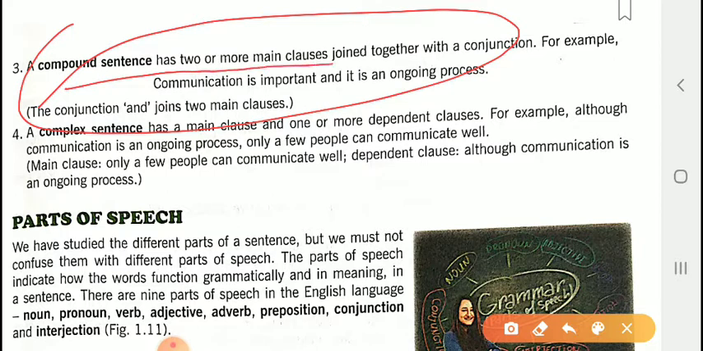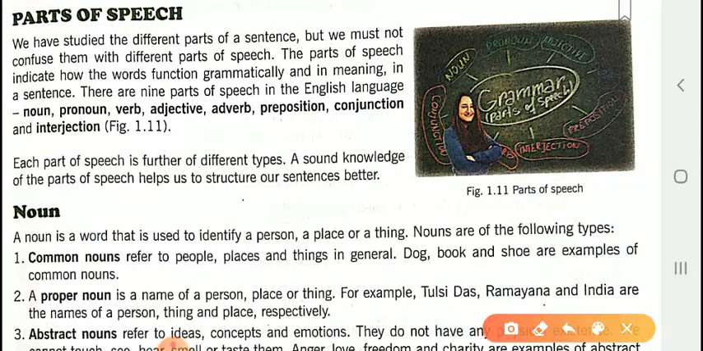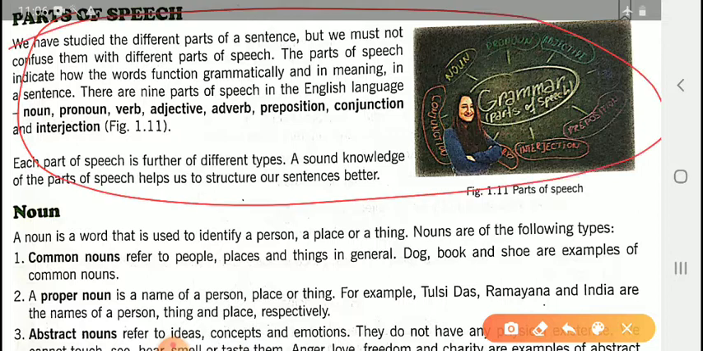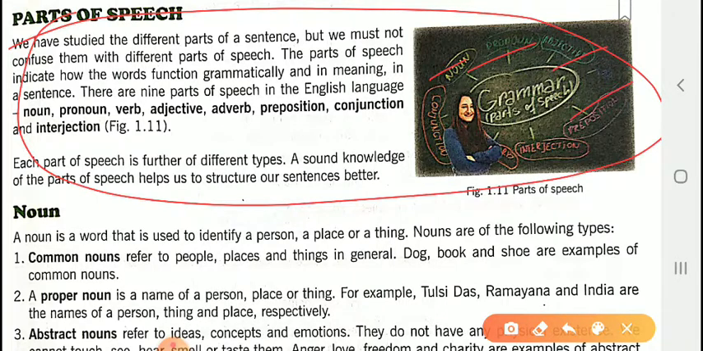Compound sentences have two or more main clauses. A complex sentence has a main clause and one or more dependent clauses. Then parts of speech. What are the parts of speech? We have already learned them in previous classes: noun, pronoun, adjective, verb, adverb, preposition, conjunction, interjection.